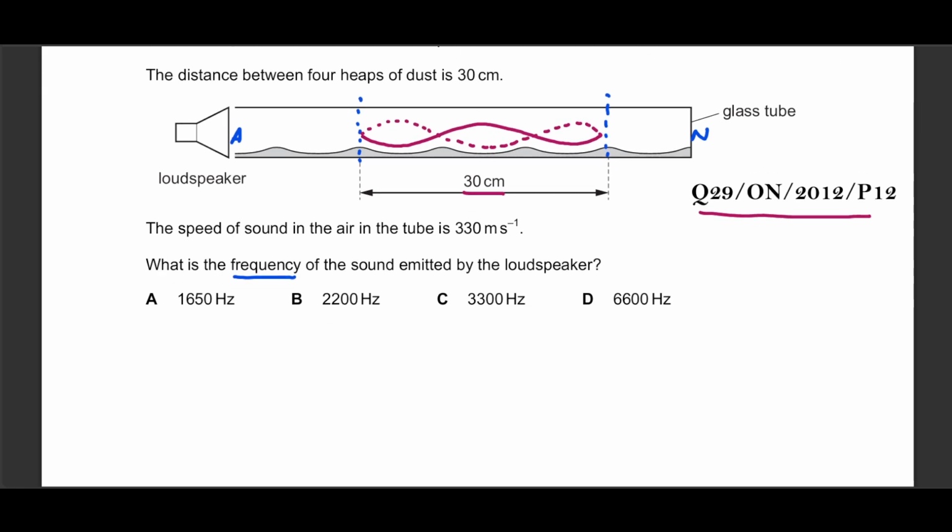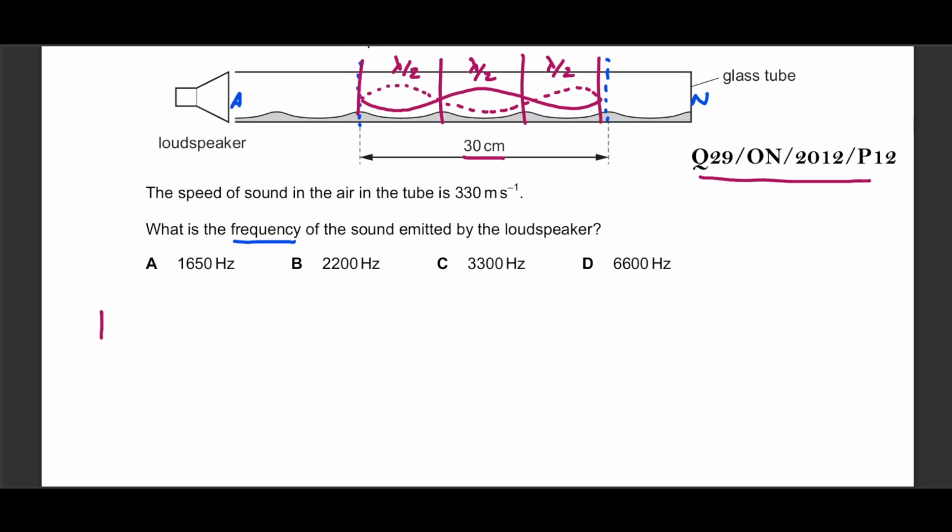So I can say that if this is lambda by 2, this is lambda by 2, and this is also lambda by 2, this section of the wave, this much, I can simply count them and say that 1.5 wavelengths are actually being covered in 30 centimeters. So one wavelength should be equal to 20 centimeters.